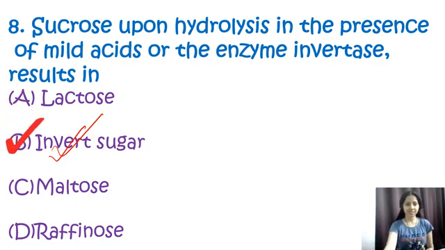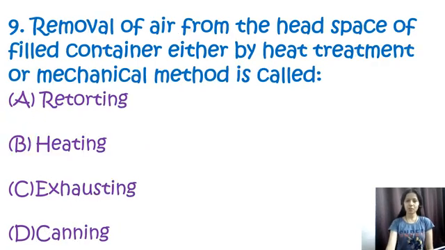Next. Question number 9. Removal of air from the headspace of a filled container either by heat treatment or mechanical method is called retorting, heating, exhausting, or canning. So over here the correct option will be C, that is exhausting.